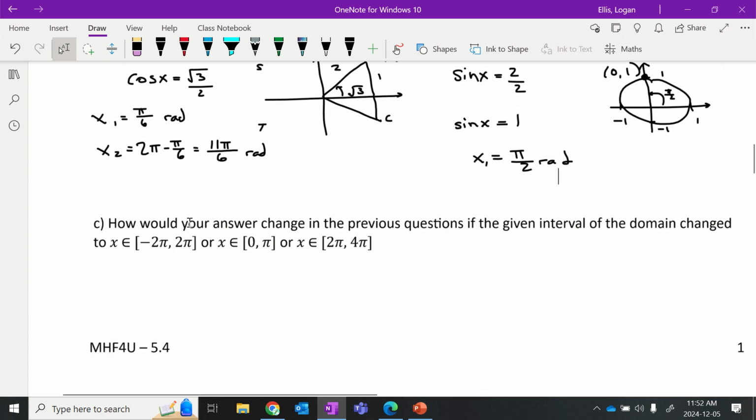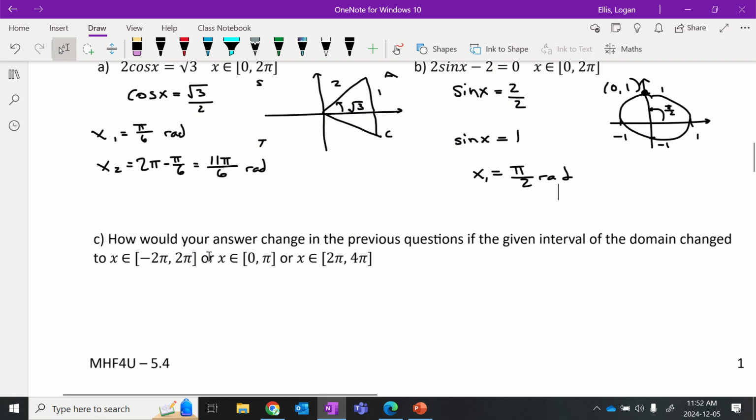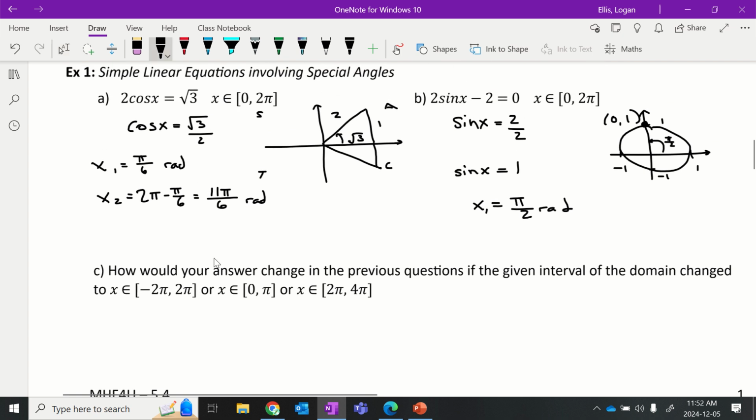So in this case, how would you change your answer in the previous question if you were given a domain of negative 2 pi to 2 pi, or even from 0 to pi, or between 2 pi and 4 pi? Well, basically what you'd be doing is taking this example here, looking at part A, between 0 and 2 pi, that's 1 revolution, right? And if we wanted to go back to the previous revolution, the previous cycle, all we would do is subtract 2 pi from our answers.